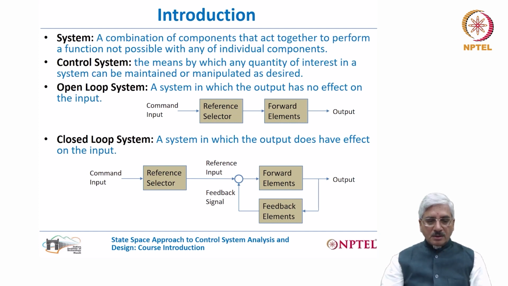There are two types of control systems. One is called as open loop system. It is very simple. It looks as shown in this block diagram. There is a command input which goes to a reference selector, and the reference selector produces an output which acts as an input to the system, which is composed of forward elements, and these forward elements act so as to produce the desired output.